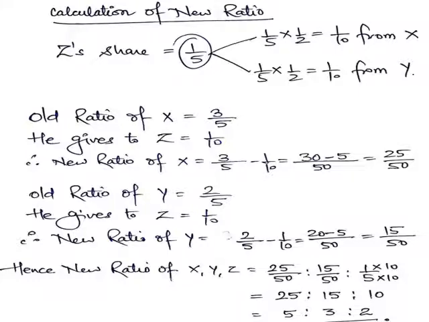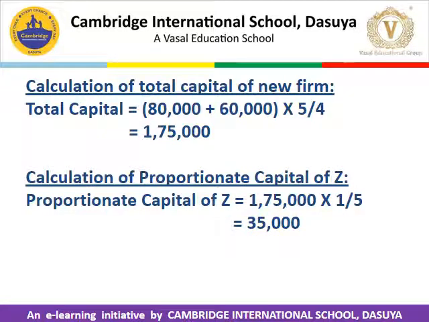Now, as per the previous example, we calculate the new profit sharing ratio. It is the same as we have calculated in the last example. The new ratio comes to 5 is to 3 is to 2. Now we will calculate the total capital of the new firm. Total capital of the new firm is equal to capitals of old partners, that is 80,000 and 60,000, which comes to 1,40,000, multiplied by the proportion of profit share of old partners in the new firm, that is the reciprocal, 5 by 4.